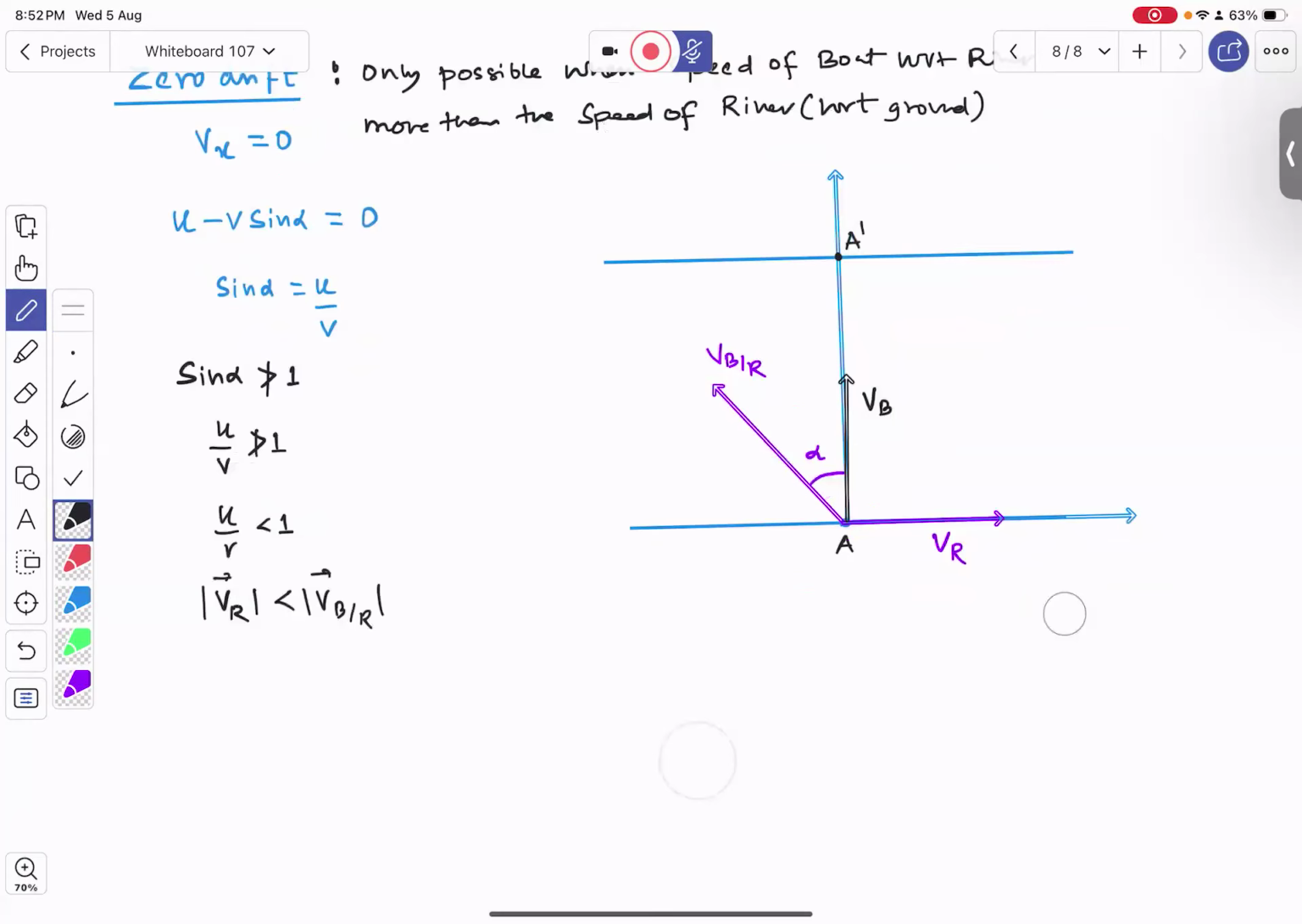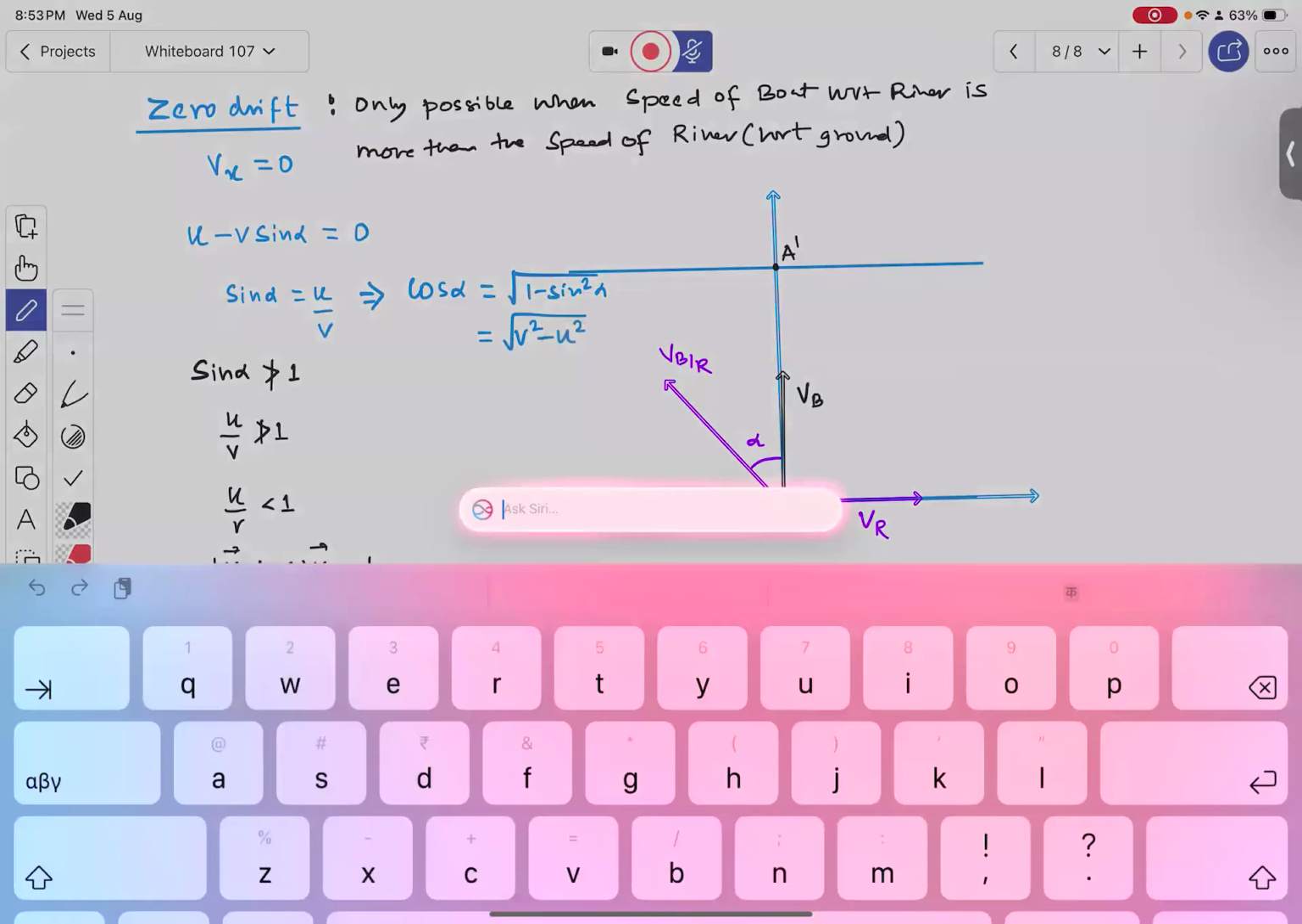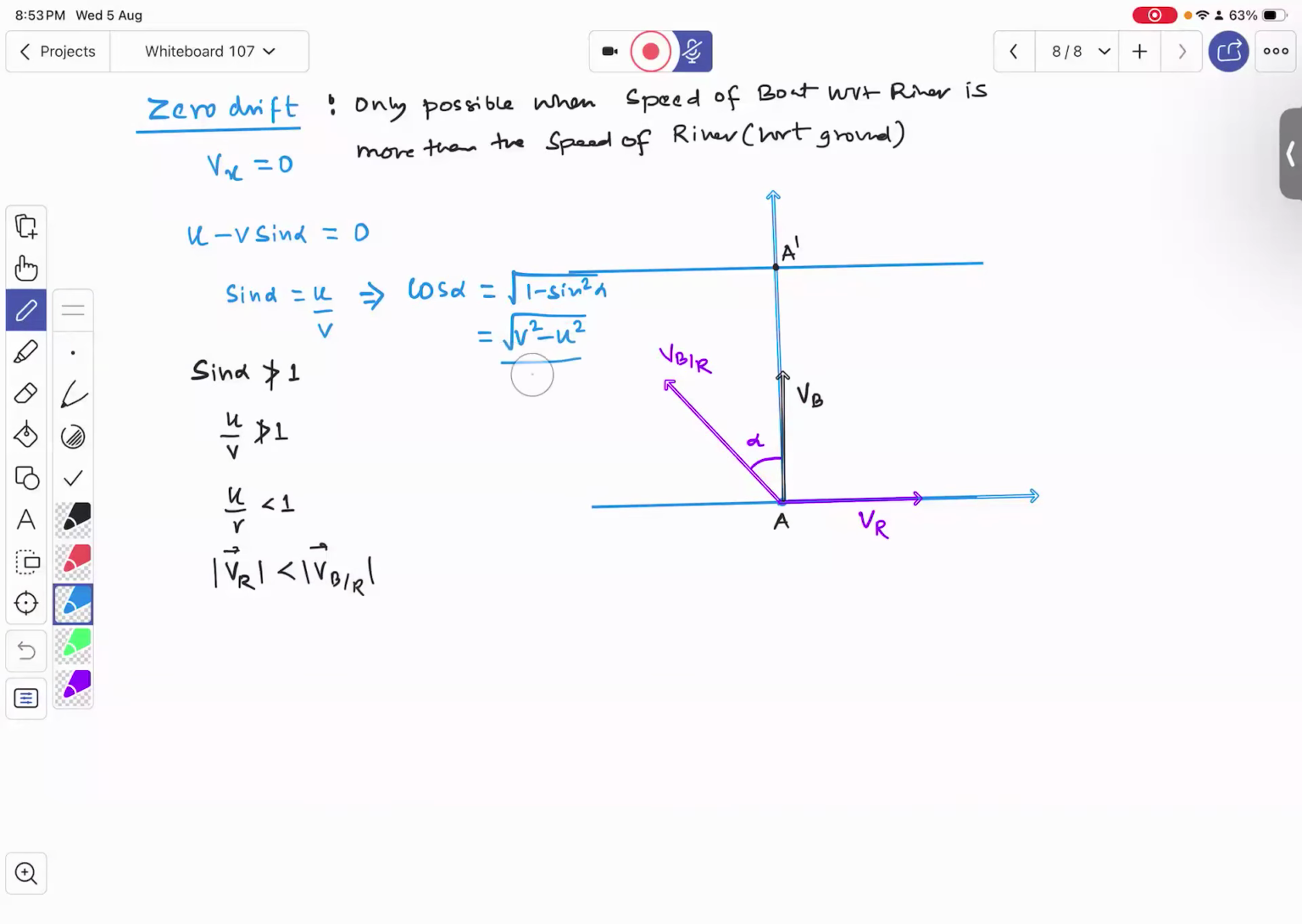So in this situation, if I ask you to find the time to cross the river, since sine alpha is given, you can determine cos alpha. Cos alpha will be root over 1 minus sine square alpha, and that is equal to root over v square minus u square, divided by v. So time to cross the river is equal to b by v cos alpha. Plug in the value of cos alpha, and the answer is b by root over v square minus u square.